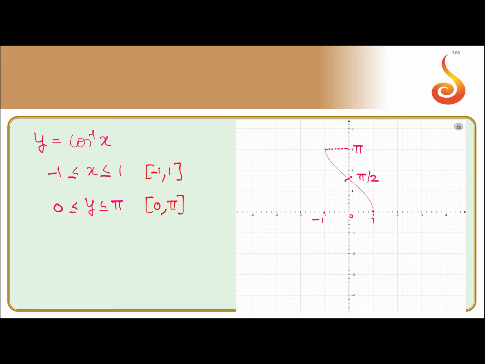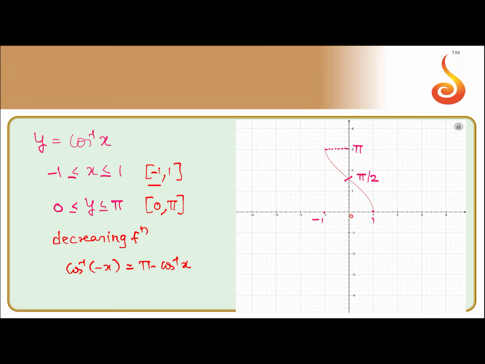So what we observe, wherever you draw tangent, slope is always negative. So cos inverse x is a decreasing function in the given interval. So it is neither odd nor even, because cos inverse of minus x is equal to pi minus cos inverse x.